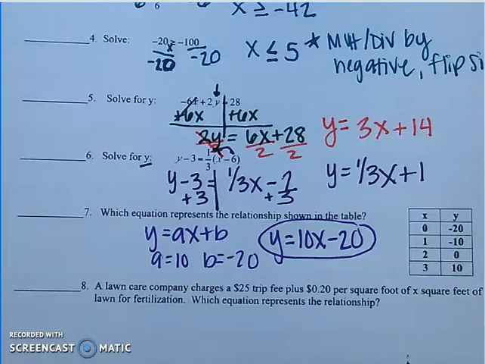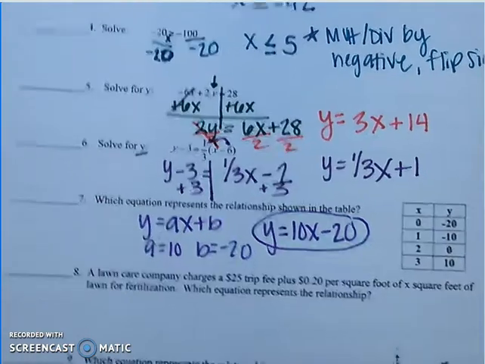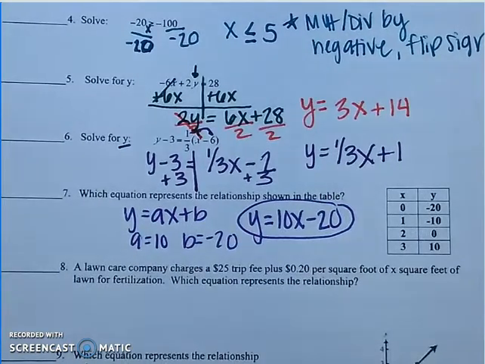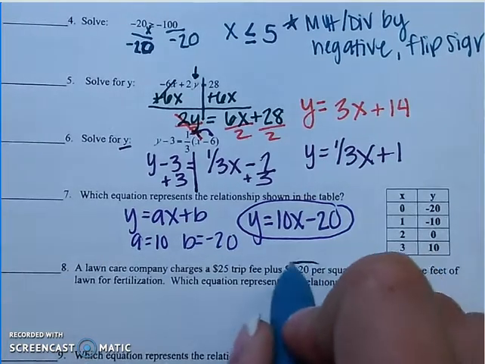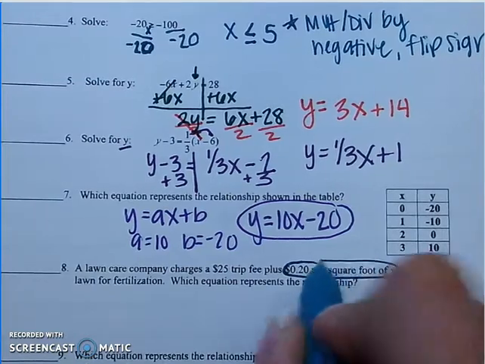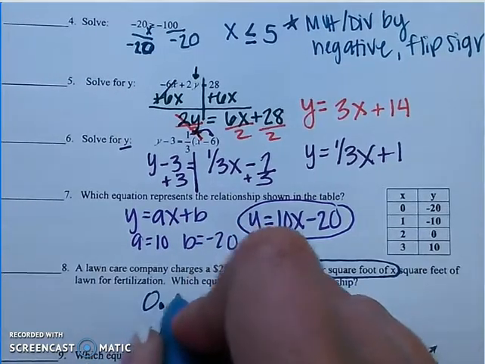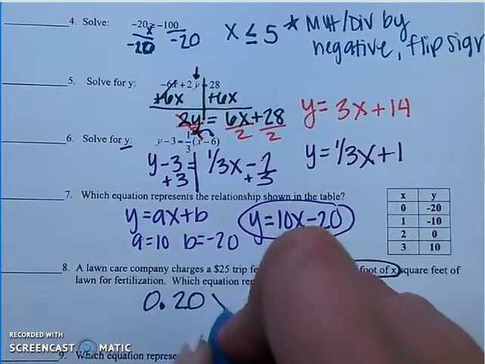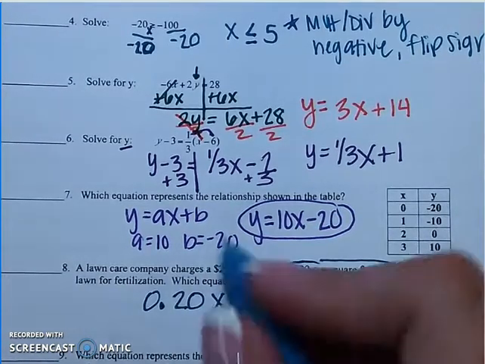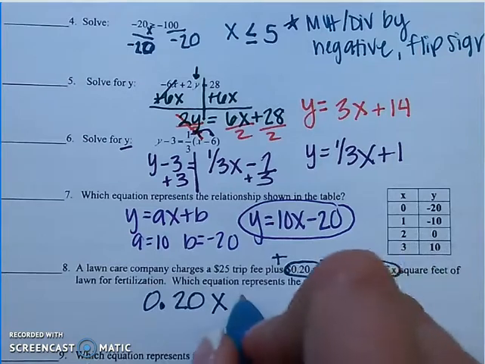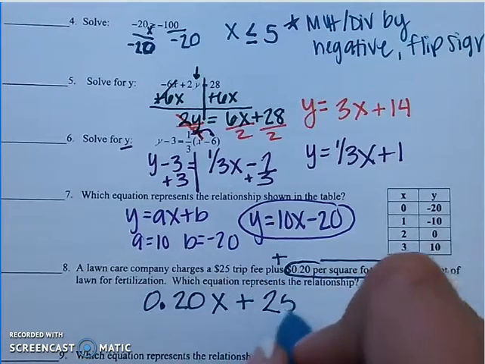All right, a lawn care company charges a $25 trip fee plus 20 cents per square foot of X square feet of lawn for fertilization. Which equation represents this relationship? Well, I've got a rate of change, that's the thing that's changing per square foot of X. That will be the number being multiplied by X. Plus, there's that plus word, plus I also pay a trip fee of $25.